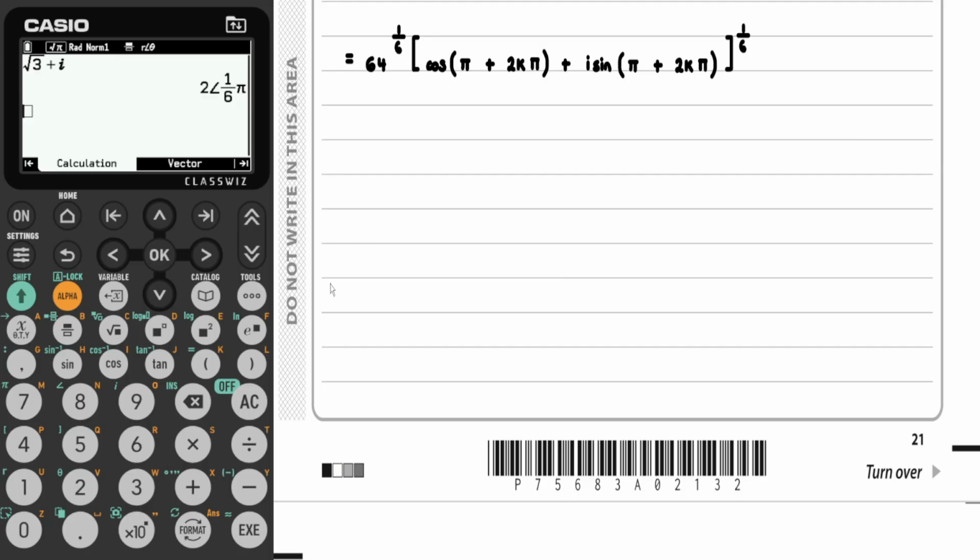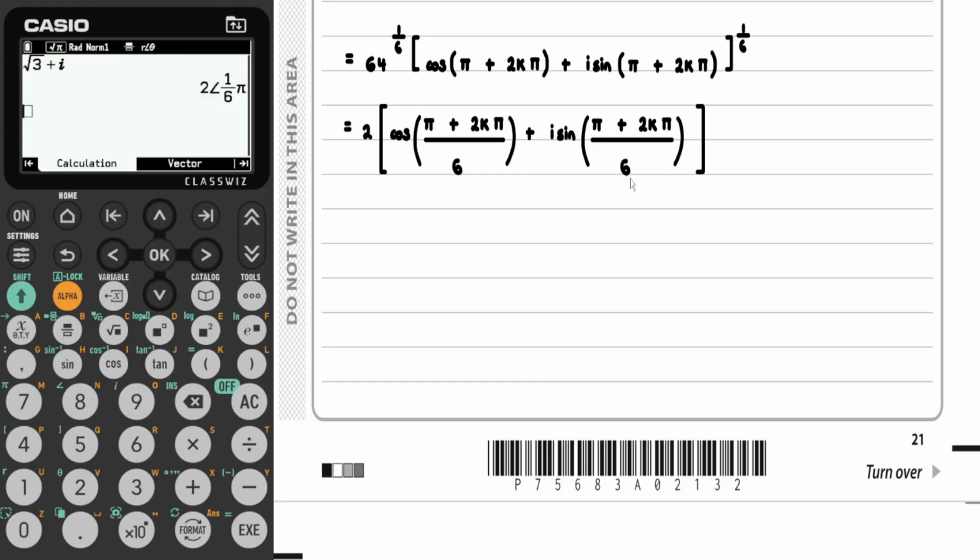64 to the 1/6, that's equal to 2. And for the bit in the bracket, we can use De Moivre's theorem. So we have cos of pi plus 2k pi over 6 plus i sine of pi plus 2k pi over 6. And equivalently in exponential form, we have 2e to the pi plus 2k pi over 6 i, where k will equal 0, 1, 2, 3, 4, and 5.